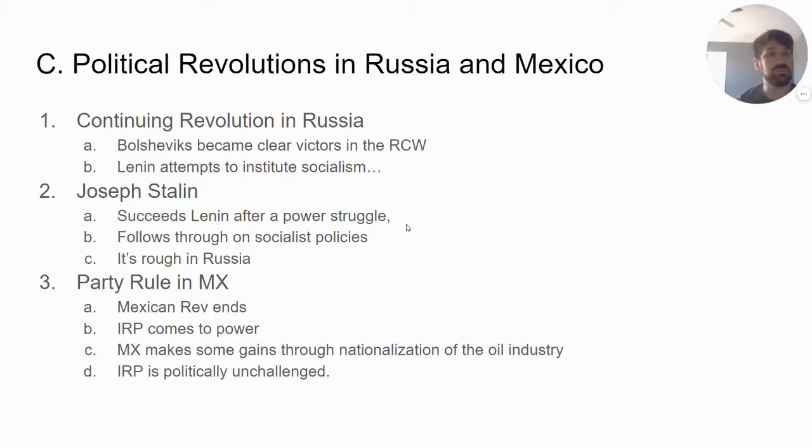And he follows through on socialist policies, but is far more coercive with force. So he ends up killing lots of people trying to institute communism and socialism, and this kind of mixed market thing that Lenin was trying in order to moderate and ease the people into communism. That doesn't go. Stalin just says, "You don't agree with me? To the gulag you go," and they went. And it's rough in Russia for, I don't know, it's probably still kind of rough in Russia, honestly.